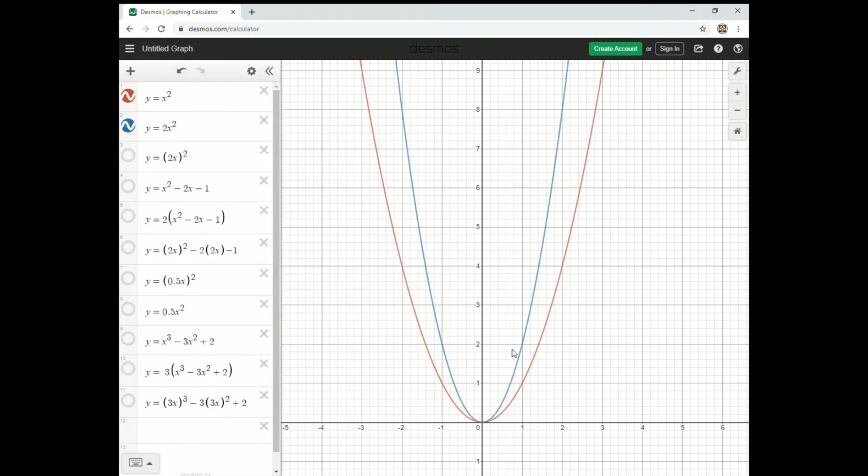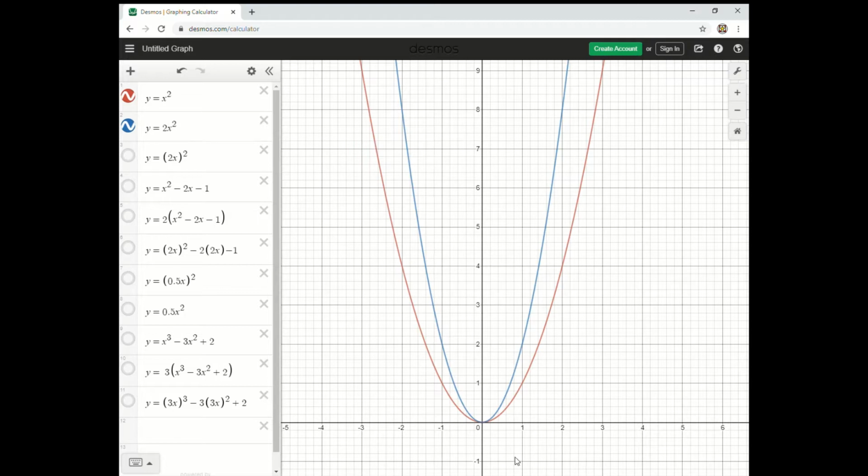There it is. And we can see there's the point 1, 2. There's the point 2, 4. Of course, minus 1 squared is also 1, and it's doubled is 2, and so we see the same thing on this side. And so it's like somebody's taken this whole graph and they've stretched it upwards.